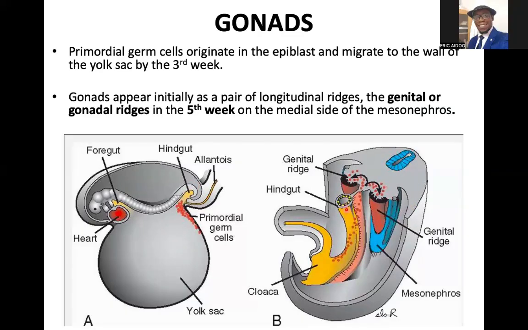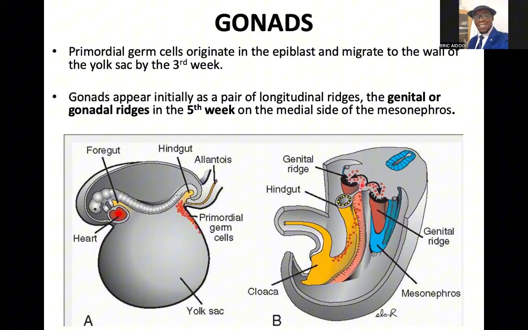So this is the hindgut, and that is supposed to be the allantois, okay? And therefore, if we extend this, that will be the yolk sac. So it will migrate, then go through the hindgut, okay, and then move all the way towards this dorsal or posterior portion, okay, to where the gonadal ridge is. So that is the gonadal ridge or genital ridge, which is actually medial to the mesonephros. So the mesonephros is blue, and this one is medial to it.